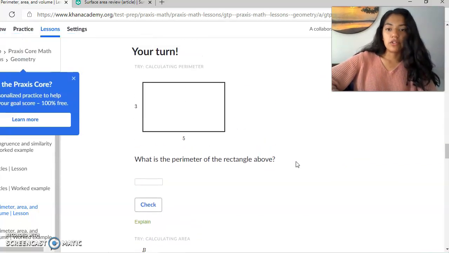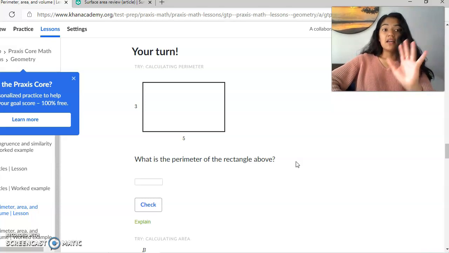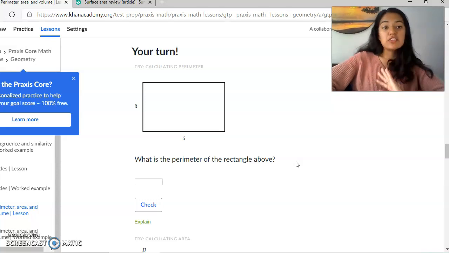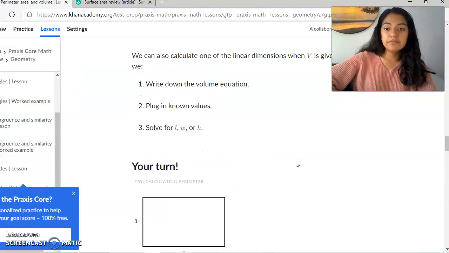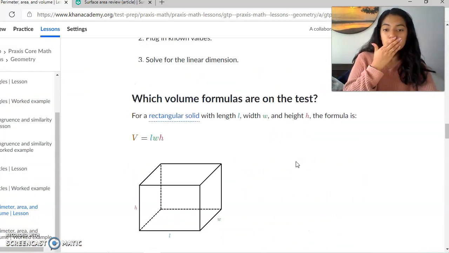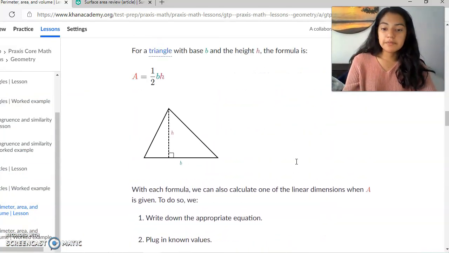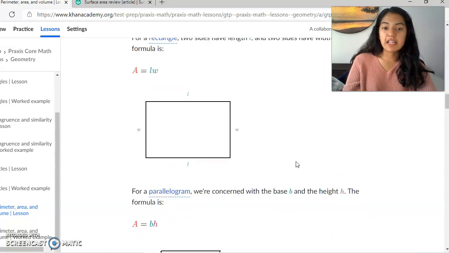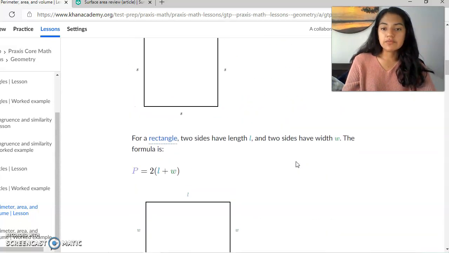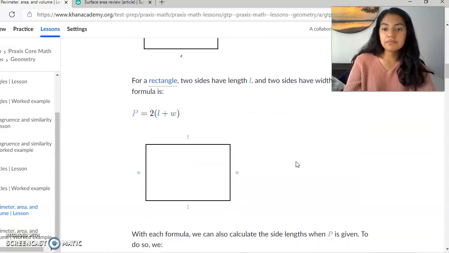So the first one is perimeter, pretty simple. It asks, what is the perimeter of the rectangle above? If the student does not remember or panics and he or she forgot, that's also okay, because they can just scroll up right above and find perimeter for a rectangle right there. Length plus width times 2.